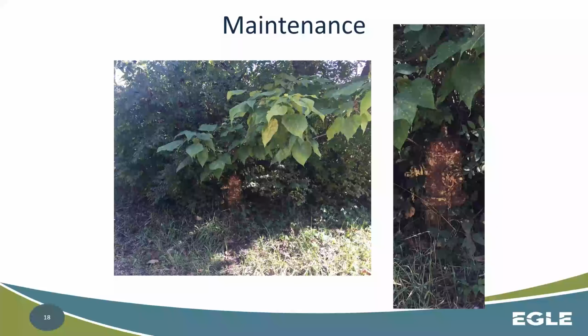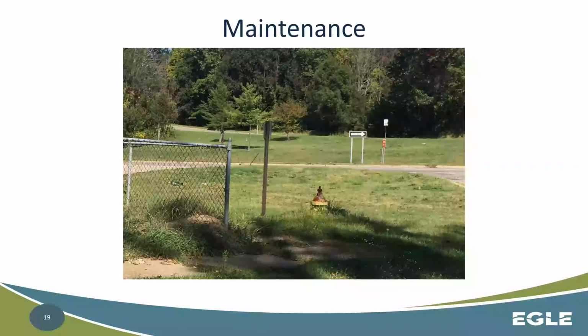main. As you can see here, this is a not well-maintained hydrant. So you can see the paint is in complete disarray. There's been years and years and years of growth from vegetation around this hydrant. So this is an example of a completely unmaintained hydrant and not a good situation. This is also another hydrant that has obviously not been properly maintained over time.